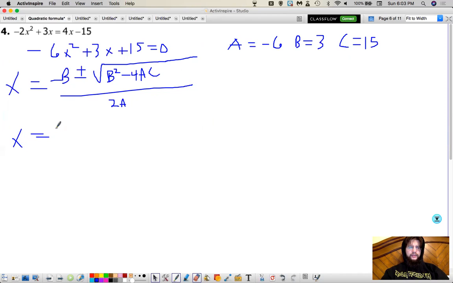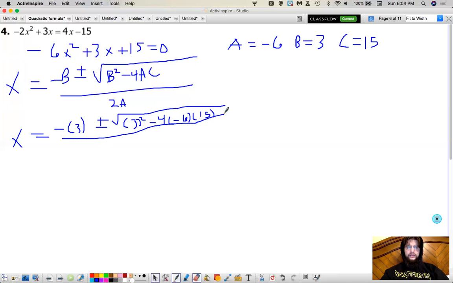Plug them in. I'm going to go ahead and just stick them in parentheses. 4 times A times C. So the only way to really get good at this is by practicing. All you're doing is plugging numbers into a formula. You've been doing that since you were in elementary school. Just different formulas.